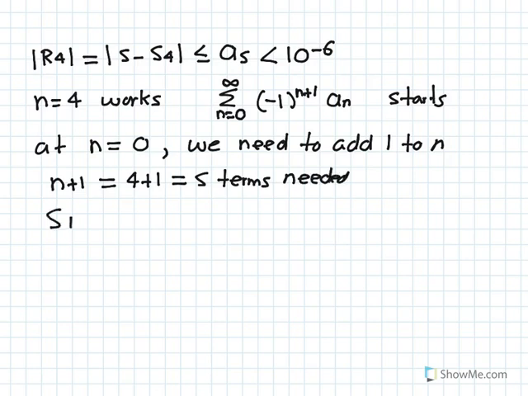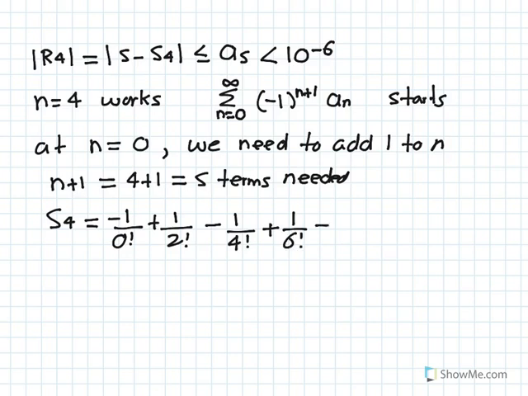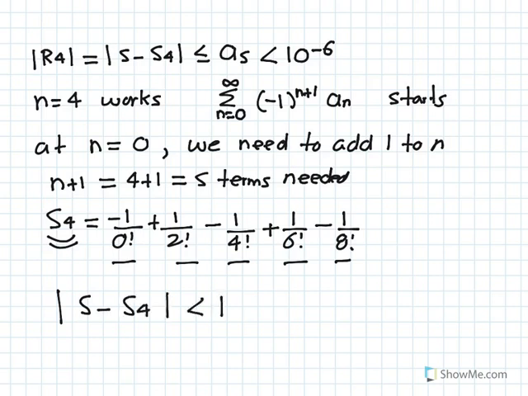So S4 is equal to negative 1 divided by 0 factorial plus 1 divided by 2 factorial minus 1 divided by 4 factorial plus 1 divided by 6 factorial minus 1 divided by 8 factorial. Now this is not a typo, it's S4 because n is equal to 4, but we actually have 5 terms because we start at n equals 0. So 1, 2, 3, 4, 5 terms. So we need to add up the first 5 terms of this series to approximate the sum of this alternating series with error less than 10 to the minus 6. S minus S4 is less than 10 to the minus 6.